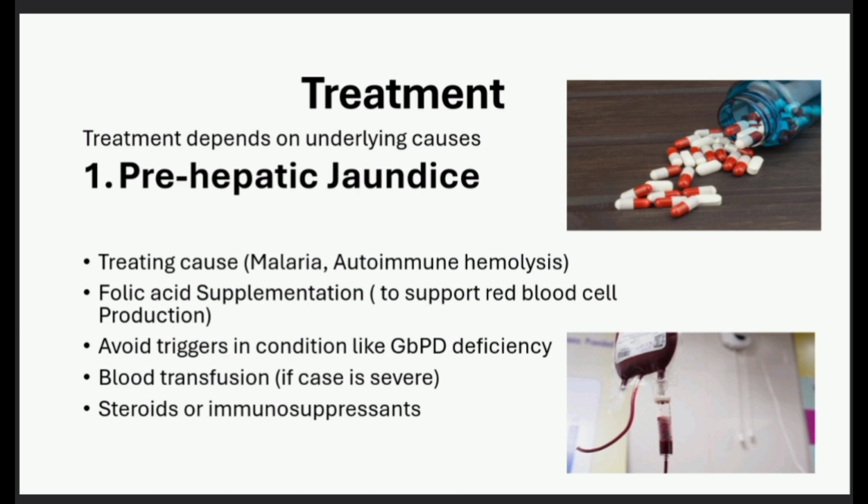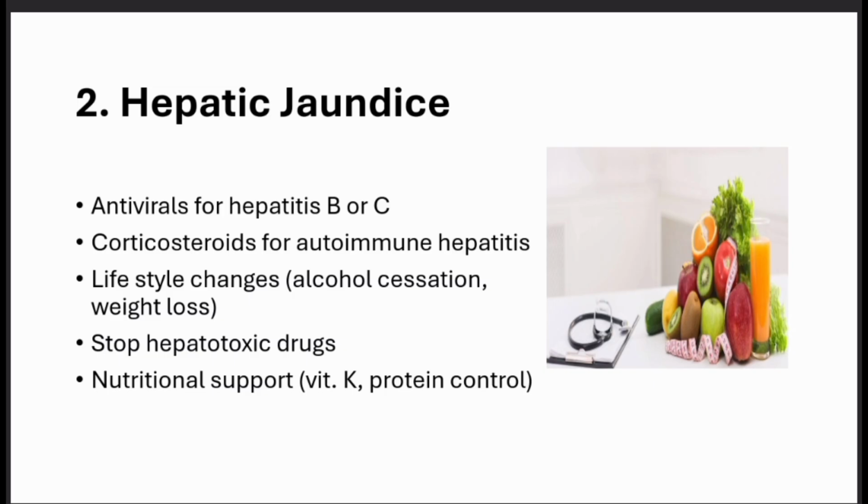Steroids or immunosuppressants. Treatment of hepatic jaundice. These are use of antivirals for hepatitis B or C. Use of corticosteroids for autoimmune hepatitis. Lifestyle changes, for example, alcohol cessation, weight loss. Stop hepatotoxic drugs, nutritional support, for example, use of vitamin K, and protein control.